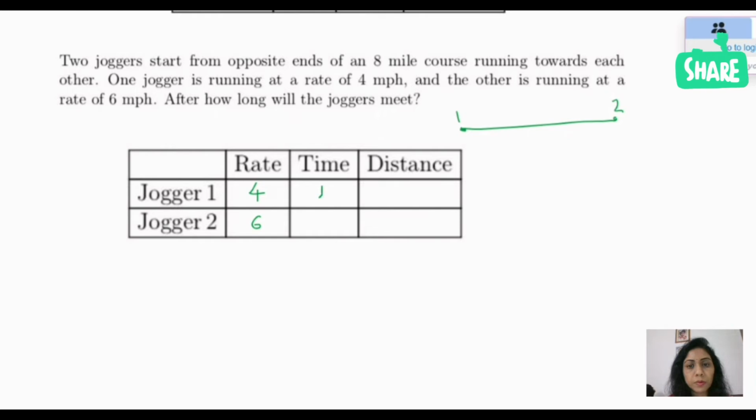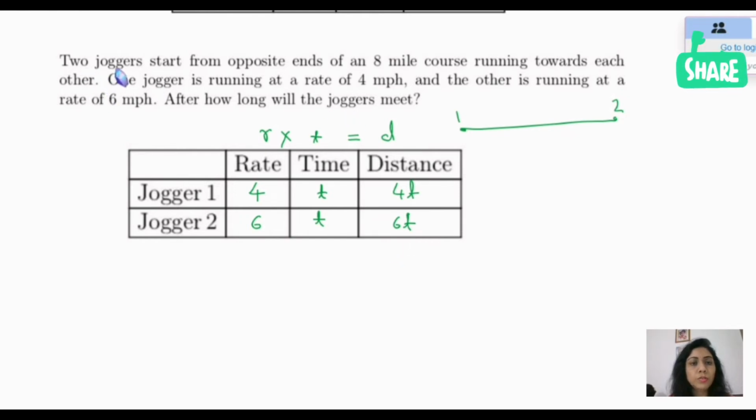So we don't know the time. Okay, let it be t. And do you know rate multiplied by time equals distance? Okay, so when we multiply these two columns, we get this third column. So our distance will be 4t and this is 6t.